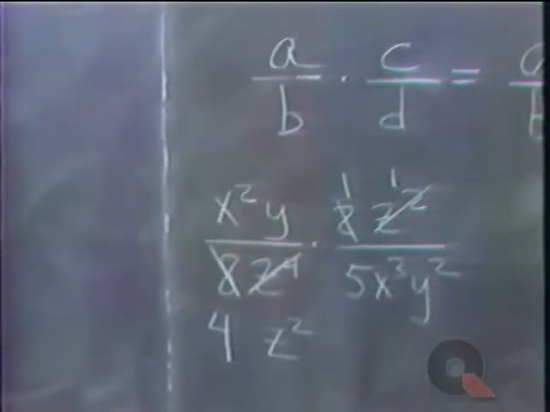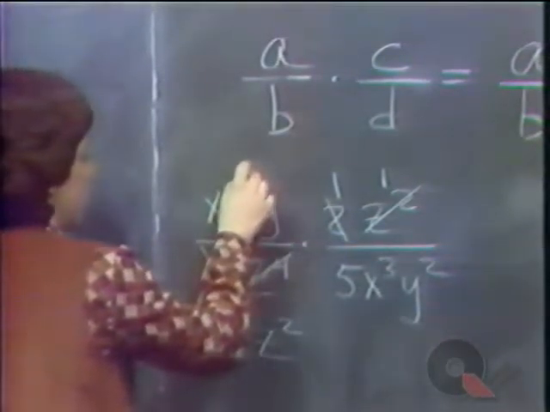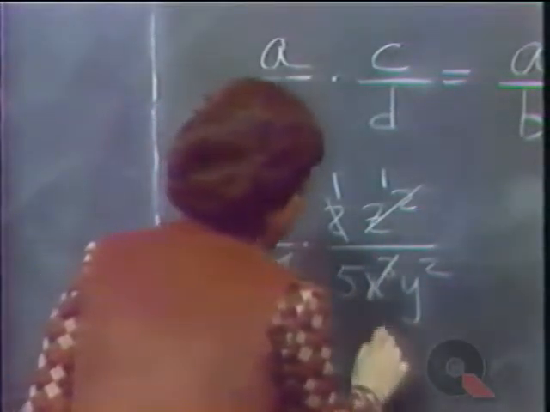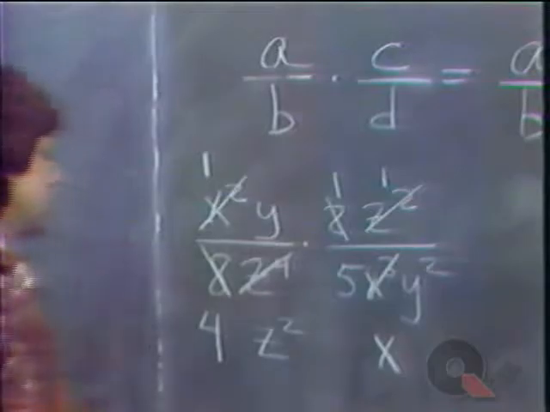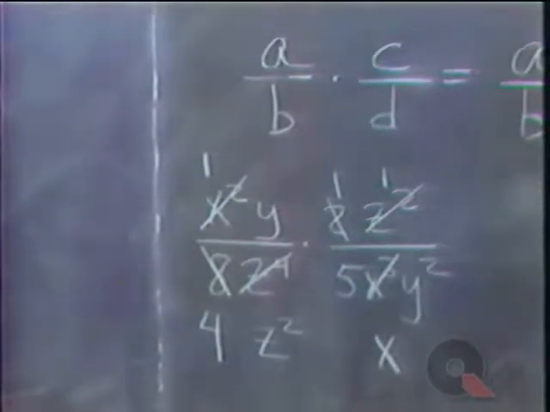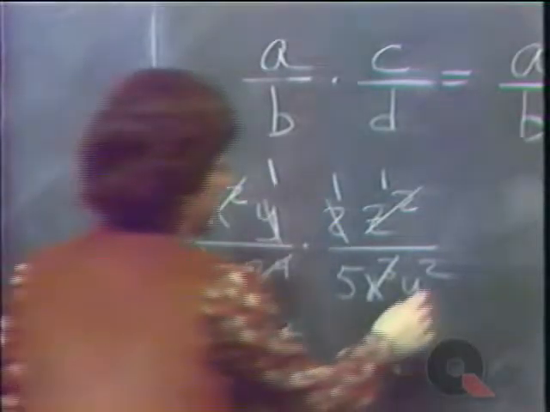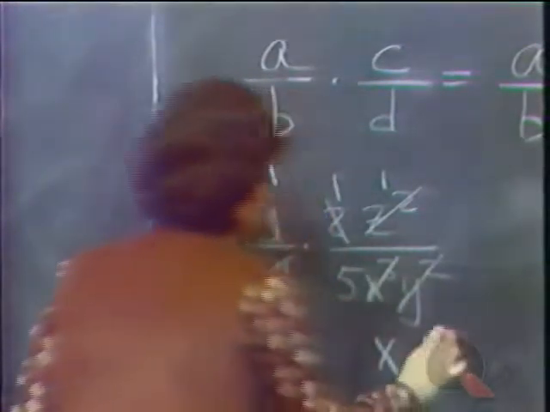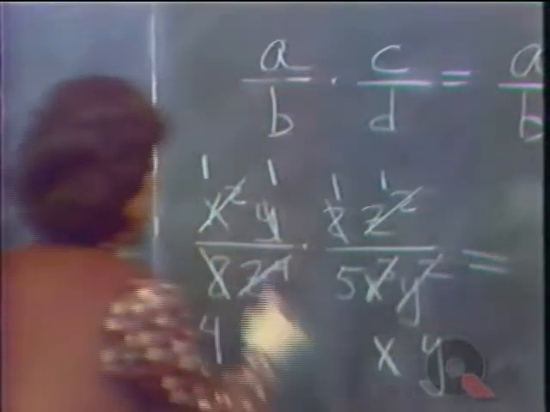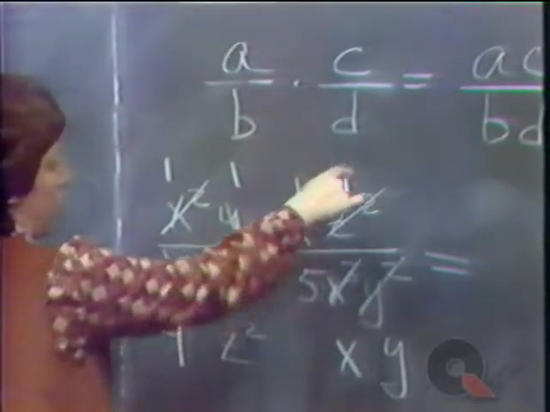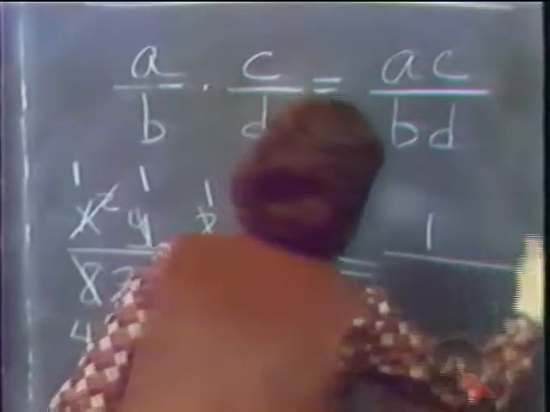Okay, let's look at the x squared. X squared divided by x squared gives me 1. X cubed divided by x squared gives me x. And finally, the y's. Y divided by y gives me 1. Y squared divided by y gives me y. Let's see what we have. On the top, everything has been canceled out. We're left with 1 times 1 times 1 times 1. We have 1 on the top.